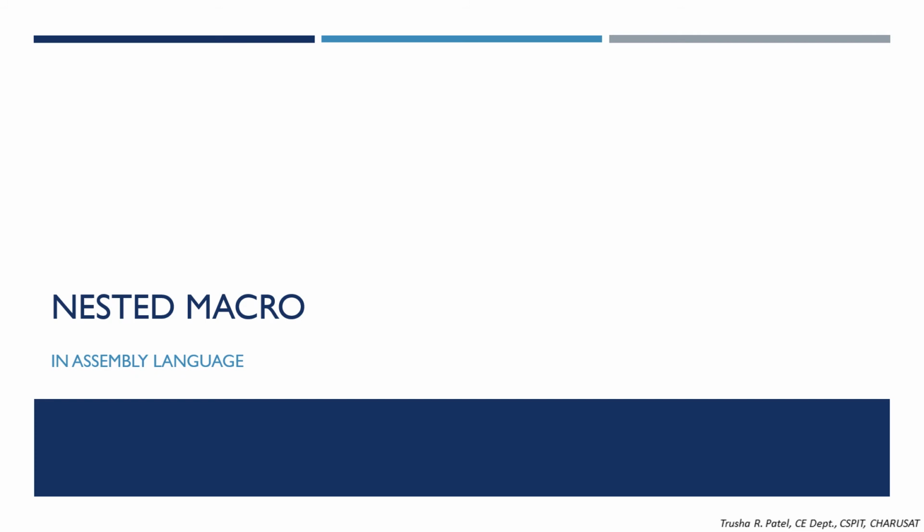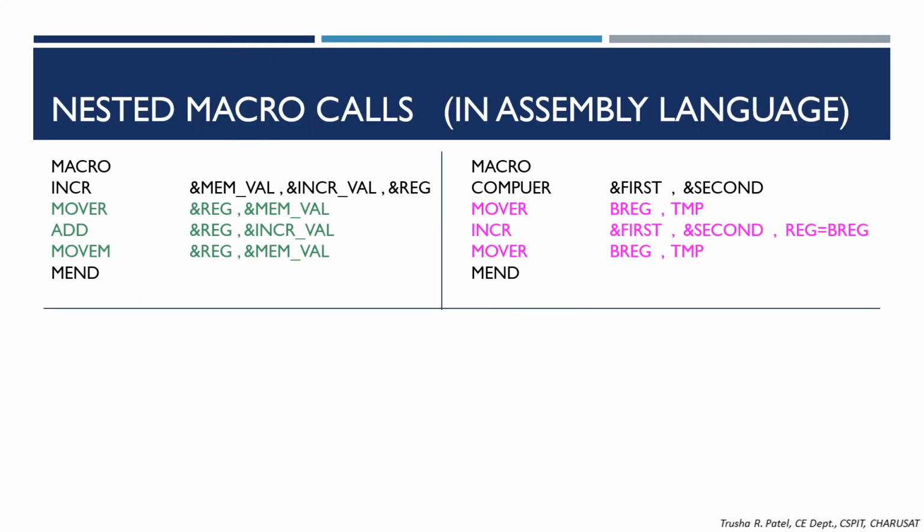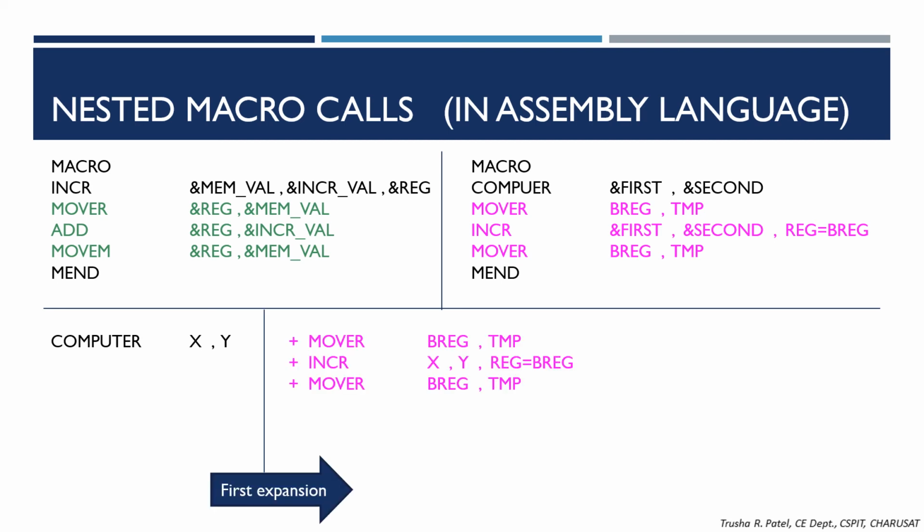Now next is the nested macro call in assembly language. Here we have two macros. First is INCR and second is COMPUTE. Now if we have a call for COMPUTE X, Y, here X and Y are the actual parameters, and in COMPUTE we have &FIRST, &SECOND. These two are the formal parameters, that too positional parameters. So X is mapped to FIRST and Y will map to SECOND, and the first expansion will be something like this. Those are the three body statements of your COMPUTE macro.